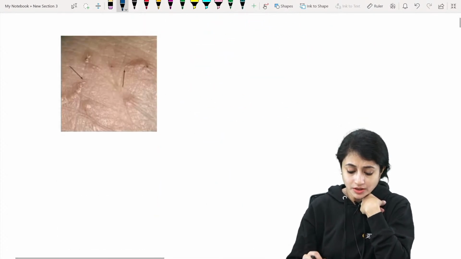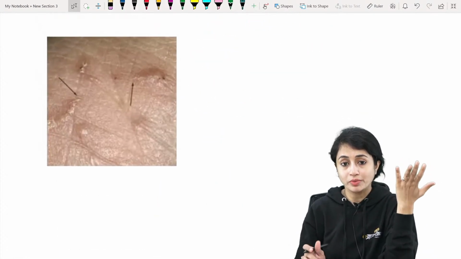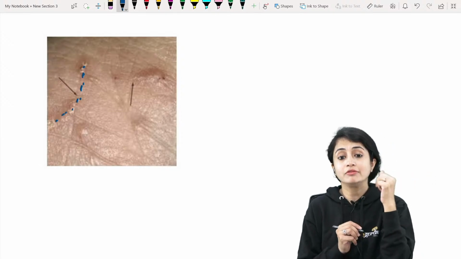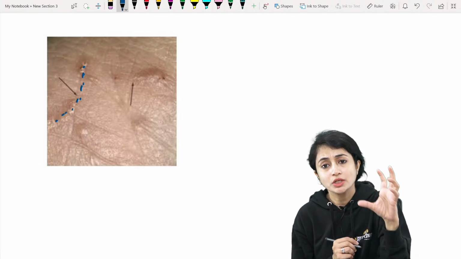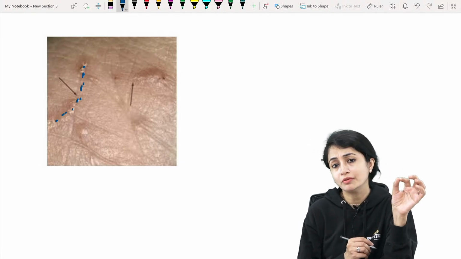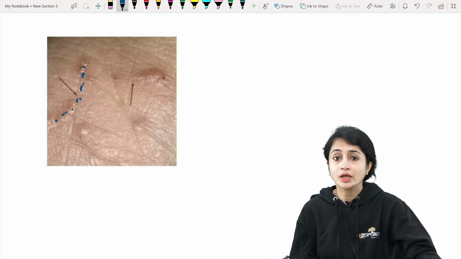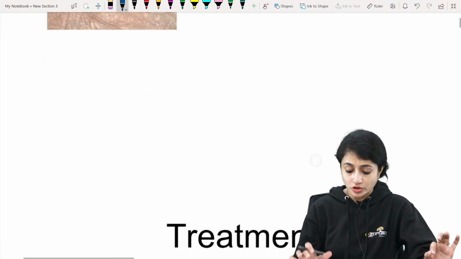Okay, then this is what a burrow is like. I told you, a burrow is a linear tract which is laid down by the female mite. It is in the stratum corneum, can be deeper, and the female mite lays eggs at the end of this burrow. Okay, so this is again an important question here.